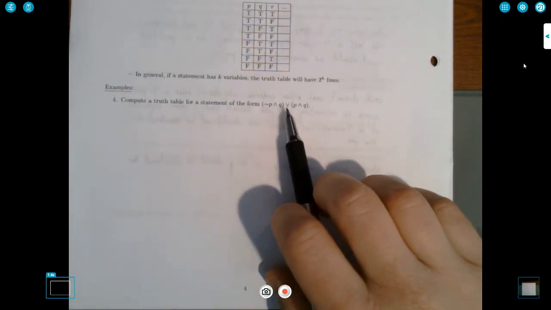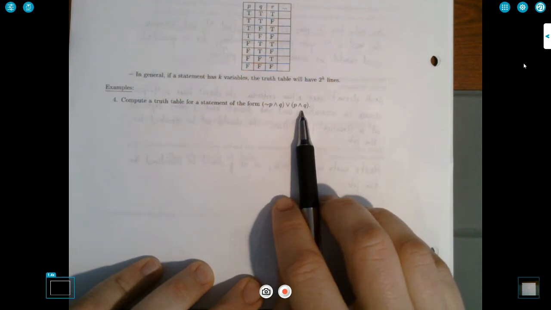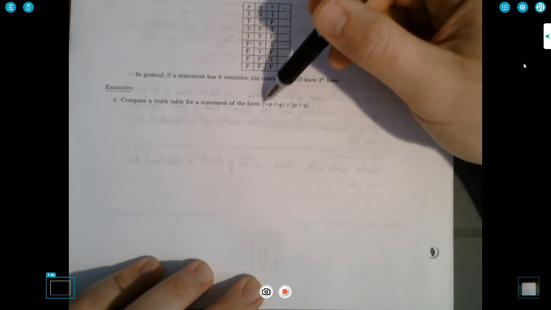So example 4 says, compute a truth table for a statement of the form not P and Q, or P and Q. So the first step in making our truth table, so this is the end goal. This is what we want to end up at. Okay? In order to get here, first we need to know what not P and Q is. And in order to know what not P and Q is, we need to know what not P is. We also need to know what P and Q is. So there's going to be a couple steps that we need to take before we're able to get to this disjunction, this OR.